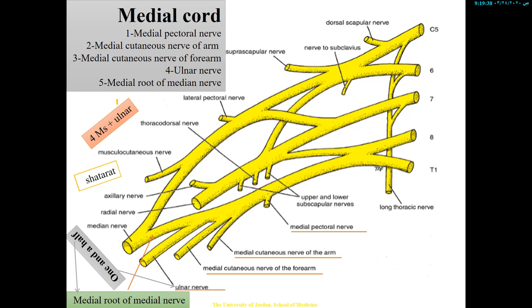How about the medial cord? The medial cord should be memorized with this phrase, keep it in your mind: 4M's plus ulnar. Let's go and see these 4M's. It gives off the medial pectoral nerve, the medial cutaneous nerve of the arm, the medial cutaneous nerve of the forearm, and of course the fourth M is the medial root of the median nerve, plus the ulnar nerve. Those were the branches of the medial cord of the brachial plexus. How to memorize them? 4M plus ulnar.